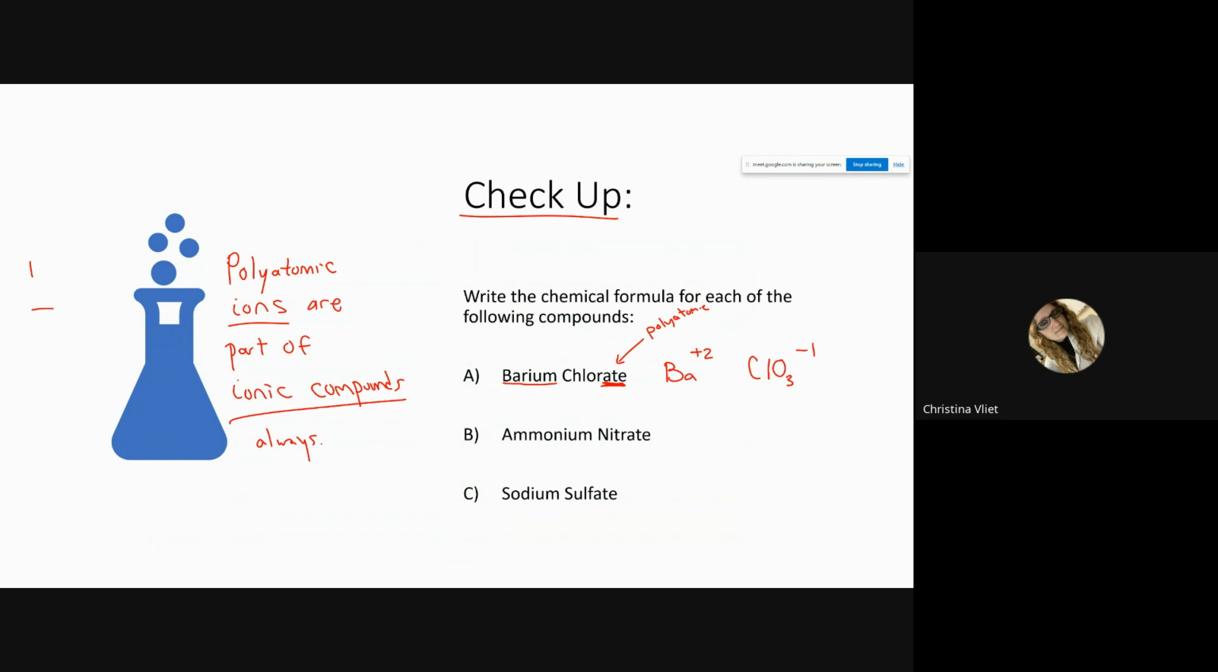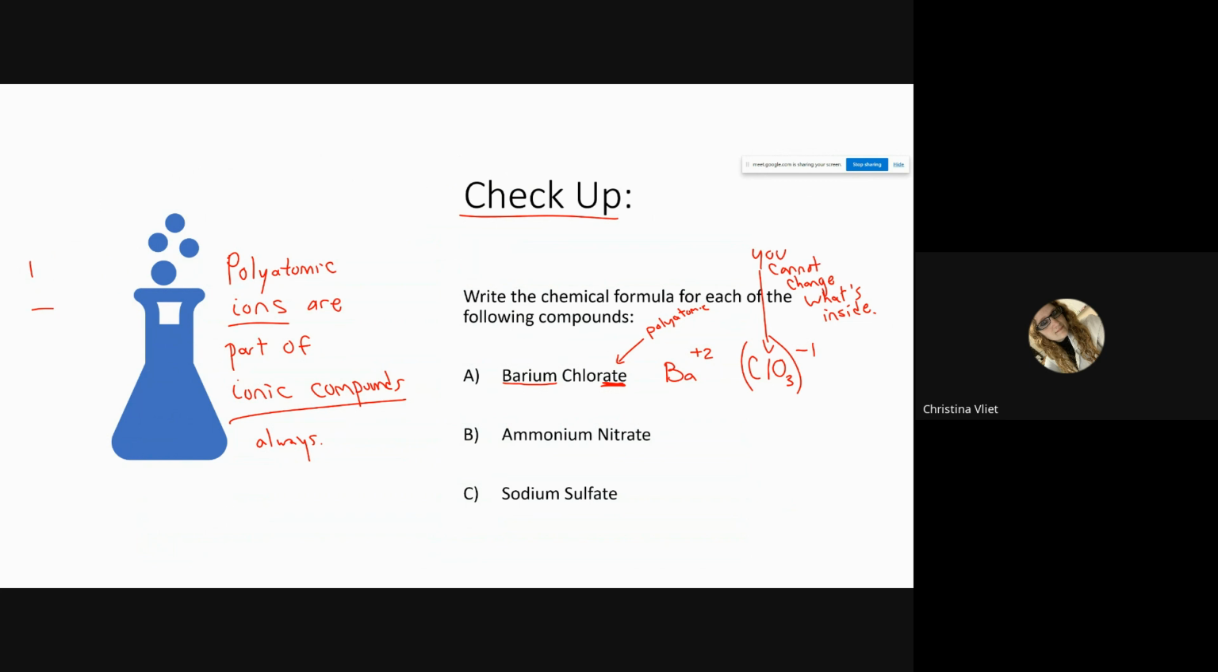You'll notice how I had written it before, I wrote parentheses around it. The reason why is because you cannot change what's inside of the parentheses. This polyatomic ion is fused together. So if I've got barium with a +2 charge and chlorate that has a -1 charge, how would I put together my correct compound formula then?